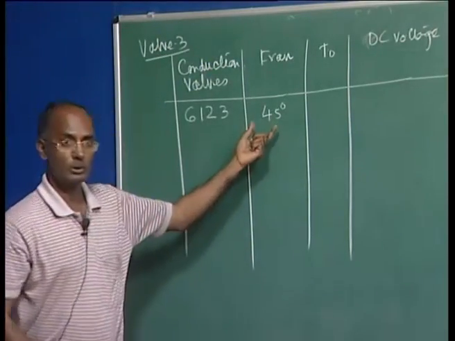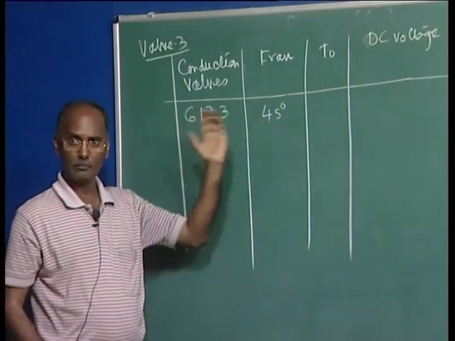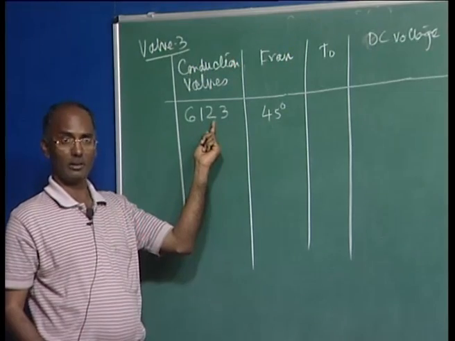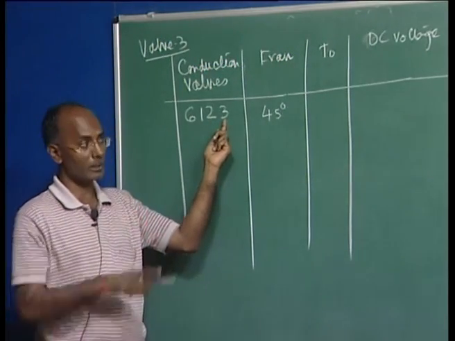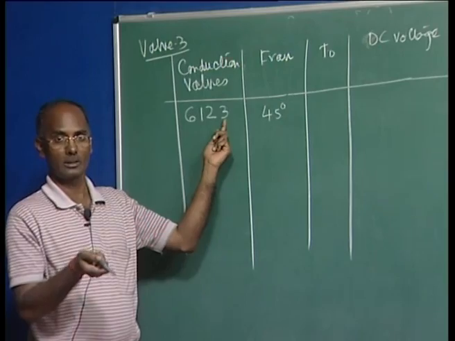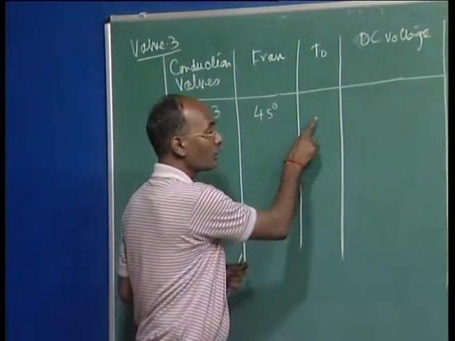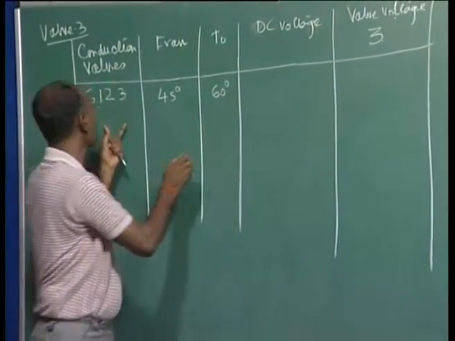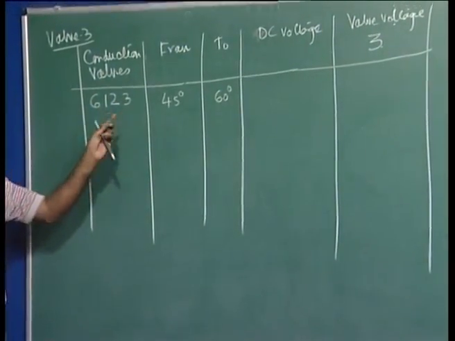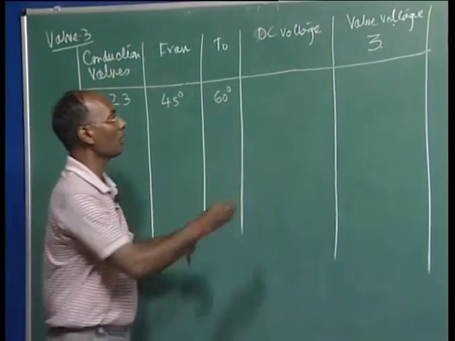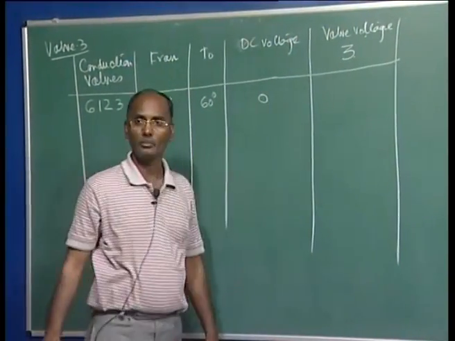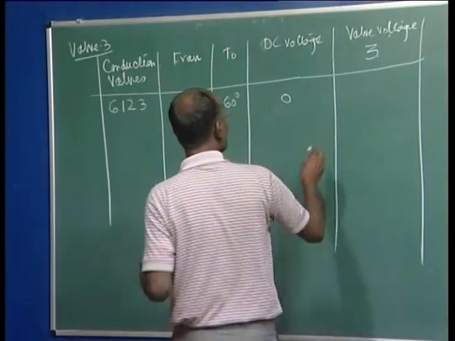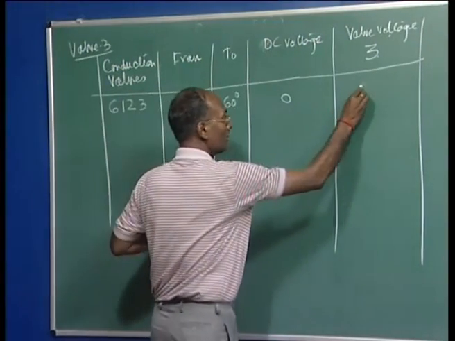Okay. So, we are starting from here, the 45 degree alpha delay, and earlier 6, 1, 2 were there, now 3 got the pulse and the positive voltage is arising, so it will conduct. Now, this will go for 15 degree, so it will be up to 60 degree because of the 4 valve conduction mode. So, from 45 your output voltage will be 0, because in the 4 valve mode it is always a DC short circuit and it is 0. Valve 3 is also conducting, so it will also be 0.